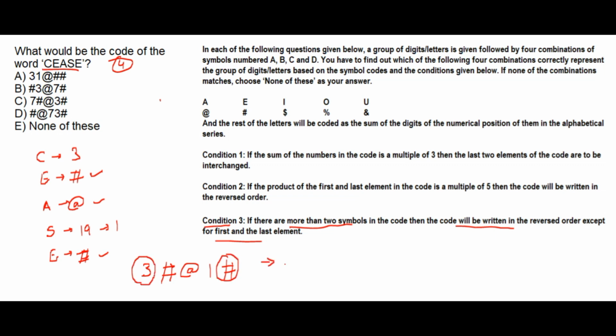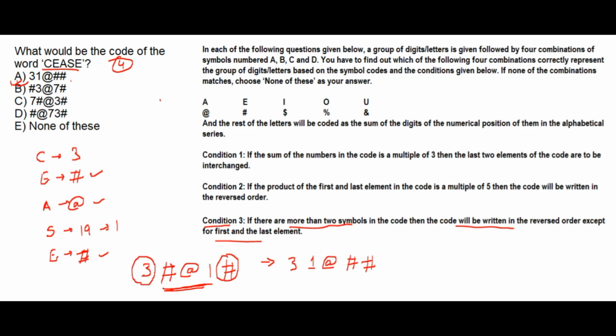Means what will be the code? 3. After that, these three elements of the code will be written in the reversed order. It will be at the rate, again hash, then hash. Okay, so that will be our final answer. Now check here which option is correct. Option number A will be the correct answer. Okay, so we got option A as the correct answer.